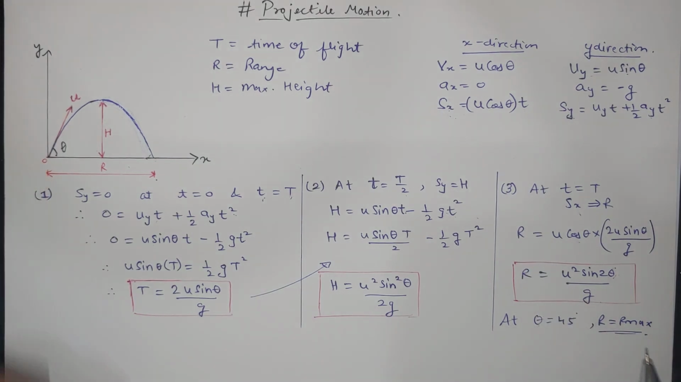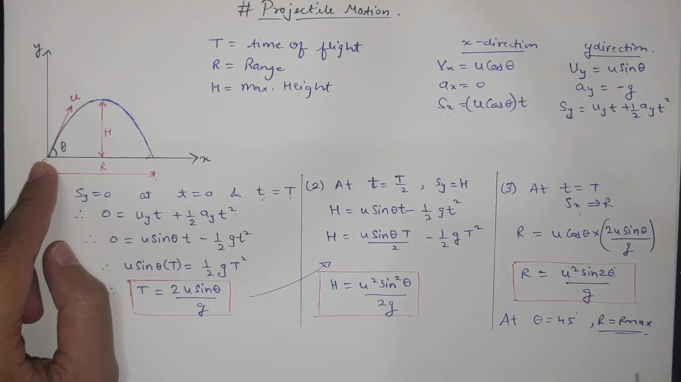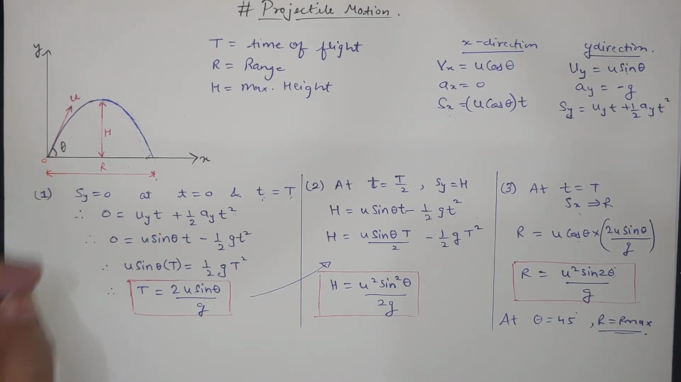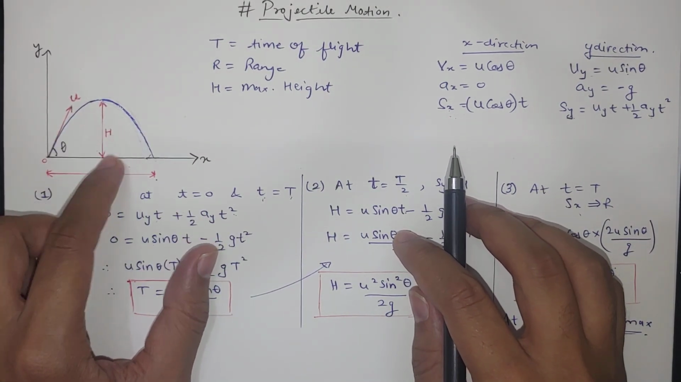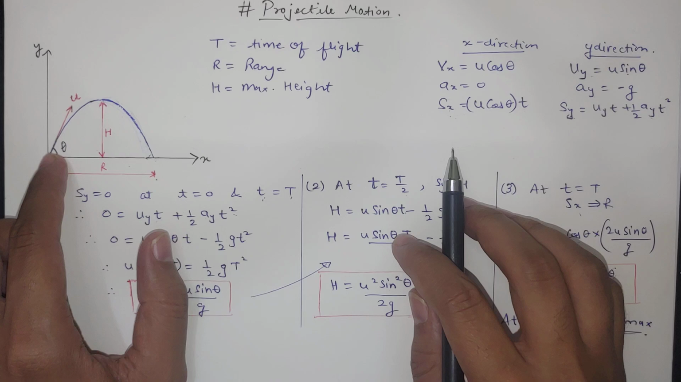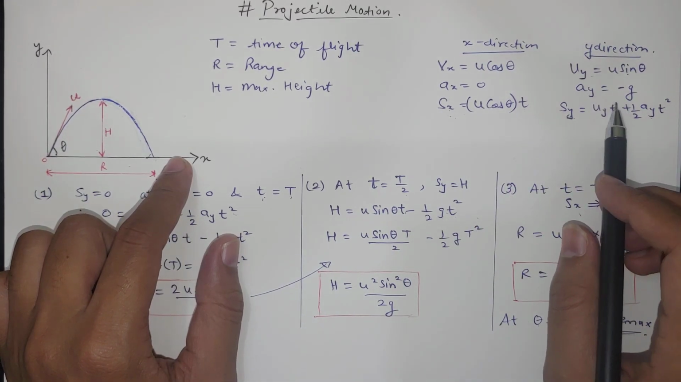So for any particular speed, R will be maximum at theta equal to 45 degrees only. We have to remember that here there is no air resistance or any other forces acting on this object. There is only an initial velocity u and gravitational acceleration in the downward direction.